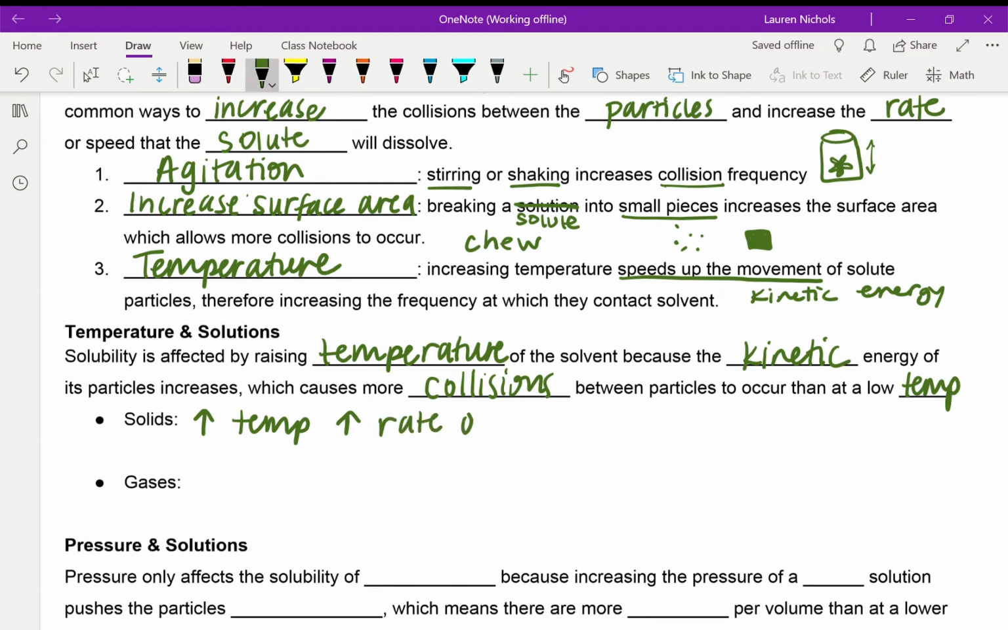rate of dissolution or your rate of solvation. And so that's good. This would be called a direct relationship, meaning as one goes up, the other goes up. If you decrease temperature, you decrease the rate.